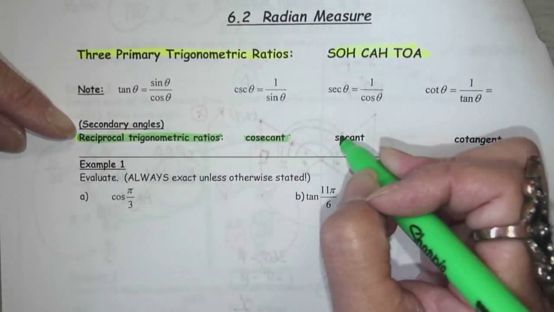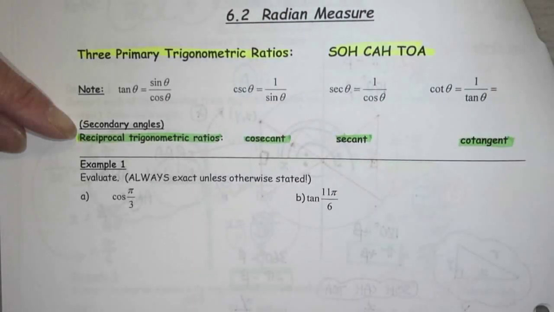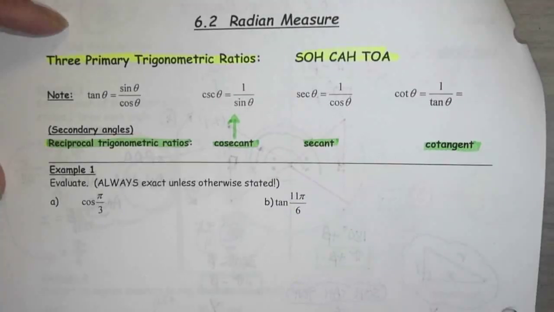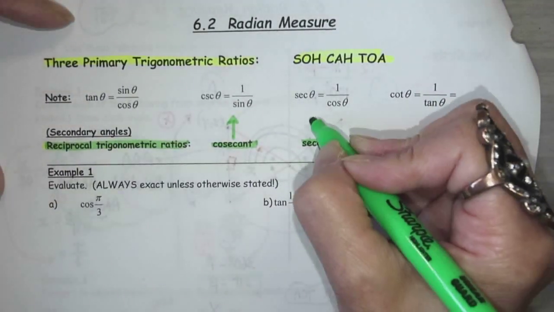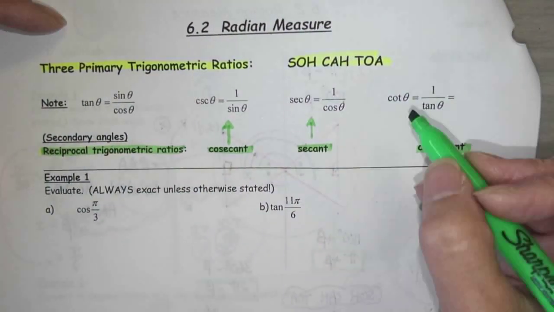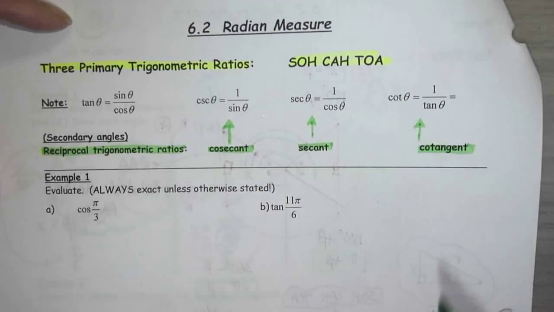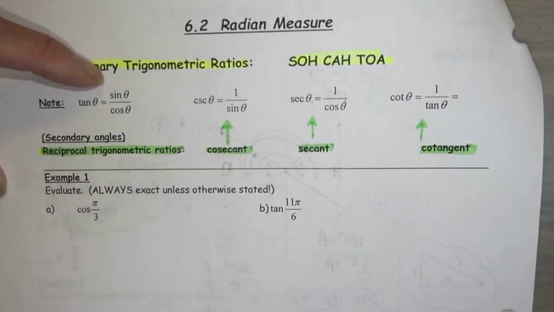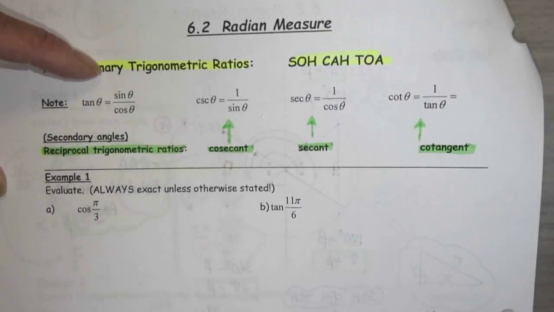They are cosecant, secant, and cotangent. So you do want to know that. Cosecant is the reciprocal of sine. Secant is the reciprocal of cos. And cotangent is the reciprocal of tan. We know tan is also sine over cos. So all of these things we need to know.